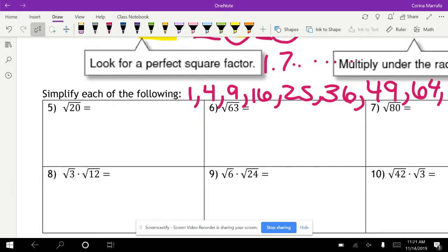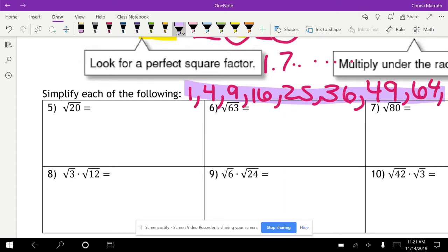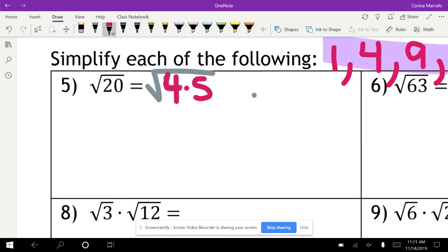So 20, we need to see which one of these perfect squares, these numbers that I just wrote down, can divide into 20. So between 1, 4, 9, 16, 16 is already too big to divide into 20. So out of those 4 numbers, which one will divide into 20? So we can see that 4 will divide into 20. So the square root of 20 is the exact same thing as the square root of 4 times 5.